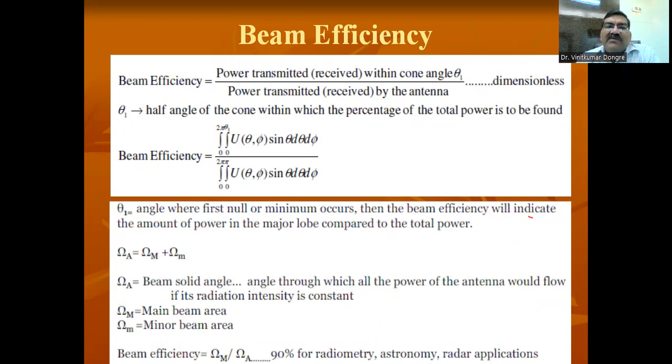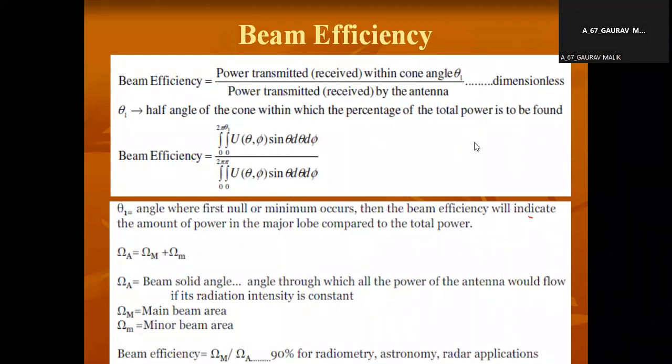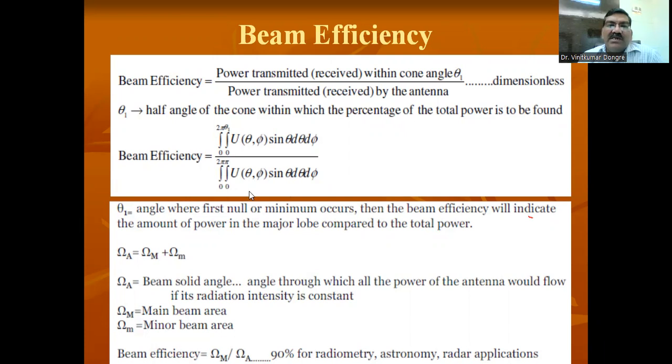These concepts are very simple, but if you look at the formula directly, it becomes complicated, because you can implement mathematics. So I have put up the same example here. So this is the beam efficiency. Is there any doubt? No, sir. It is a very simple concept.